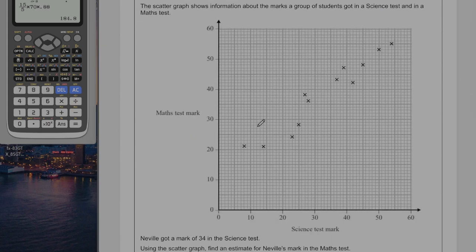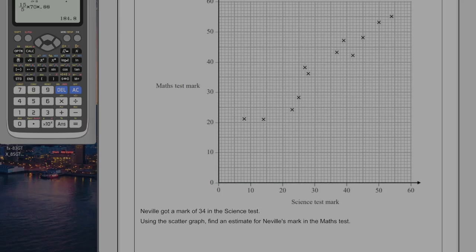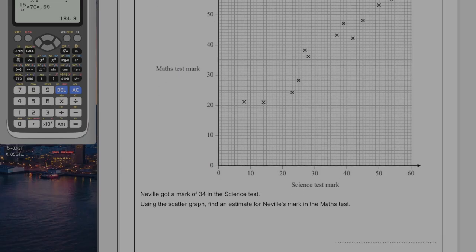Okay, question 2. The scatter graph shows information about the marks a group of students got in a science test and a maths test. So maths test is on the y-axis, science test on the x-axis. Neville got 34 marks in the science test. Use the scatter graph to find an estimate for Neville's mark in the maths test.